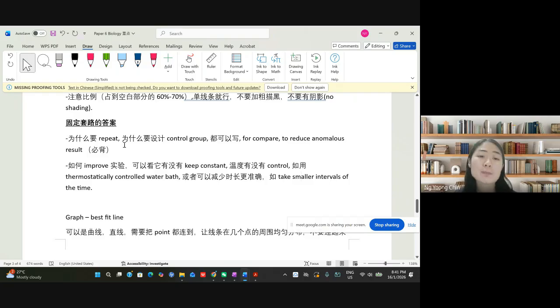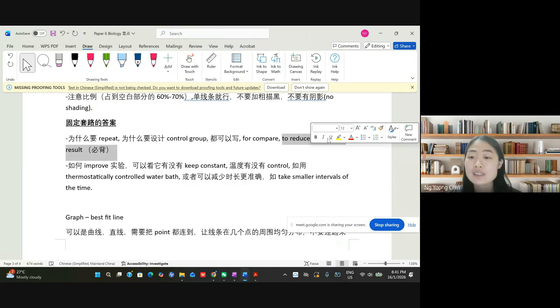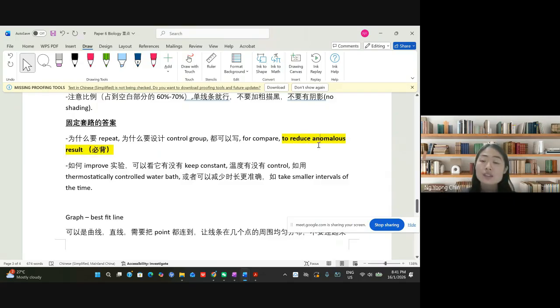Why should you repeat the experiments? And why do you need to have this control group? Control group refers to what? There's one experiment, and then there will be another group which didn't do anything. They are just put there as a control, because they want to reduce anomalous results. You know what I mean by this?